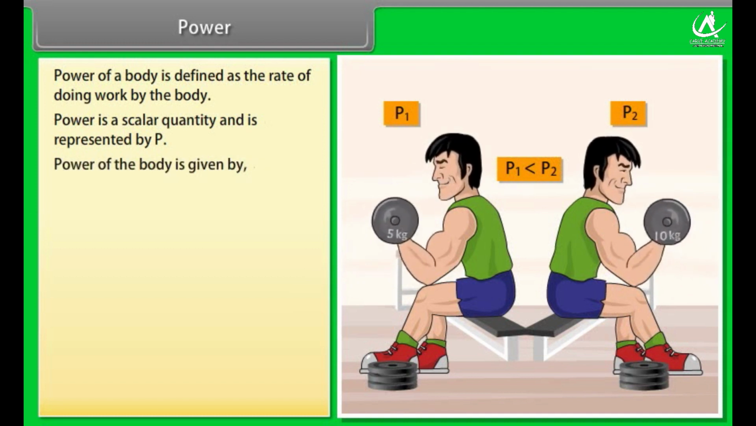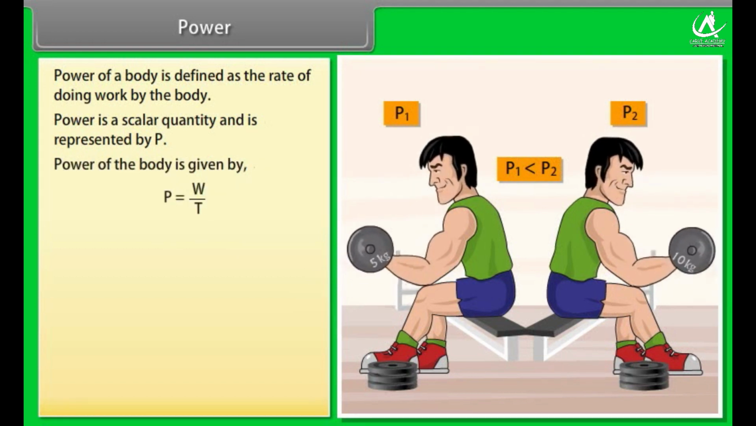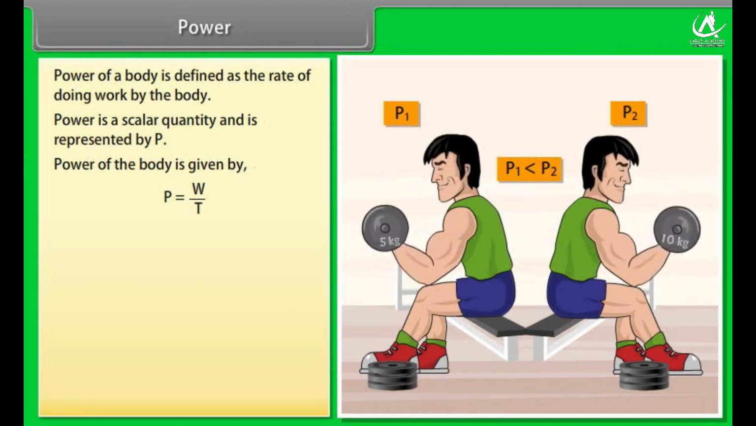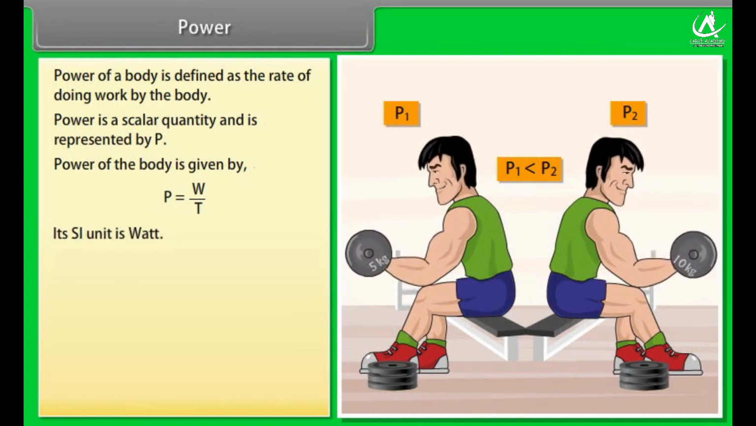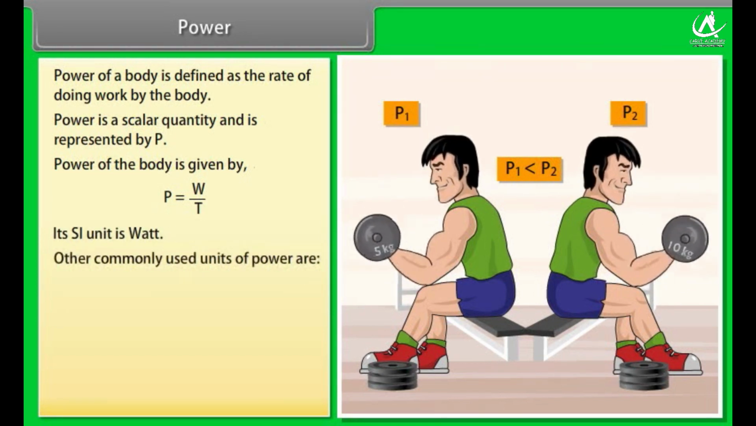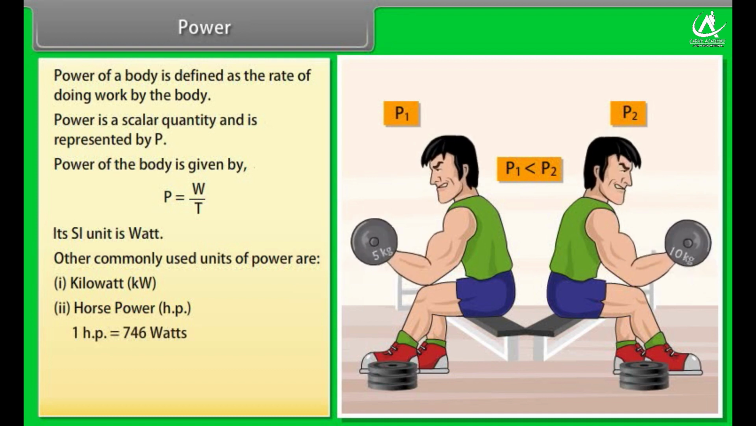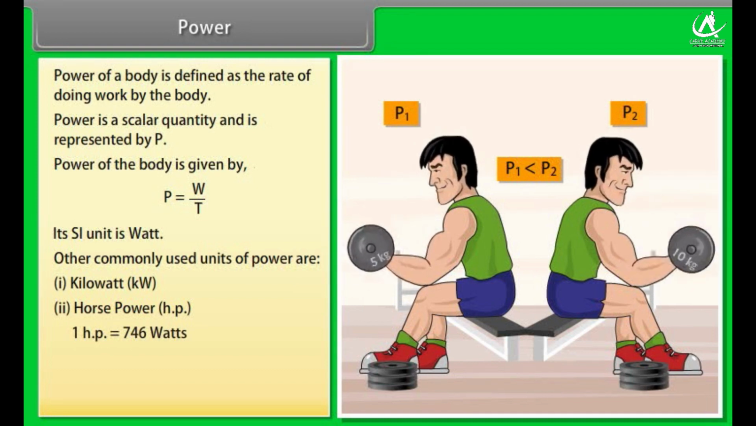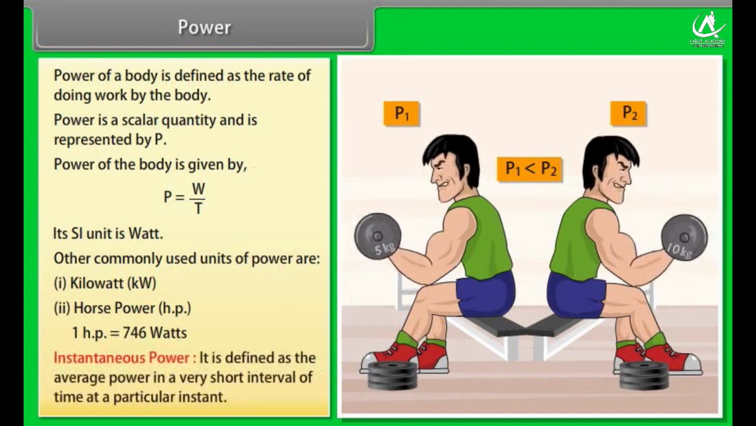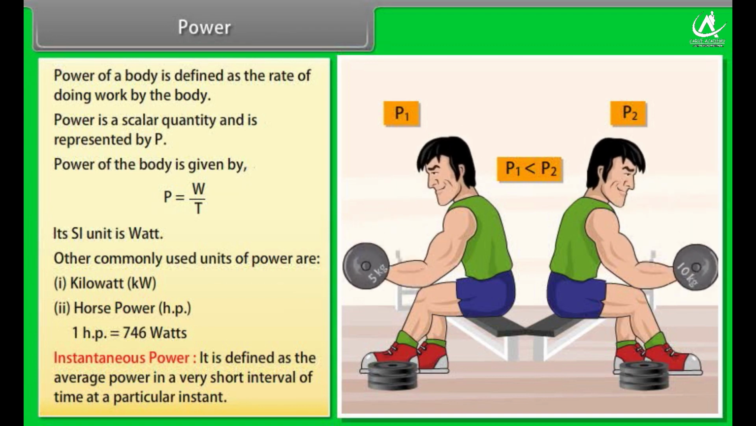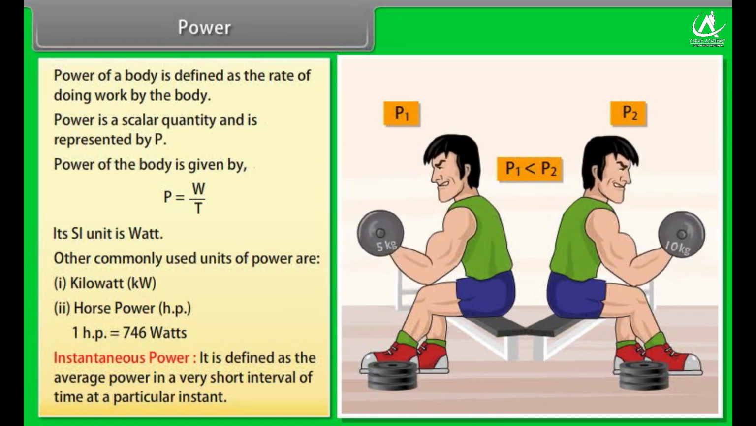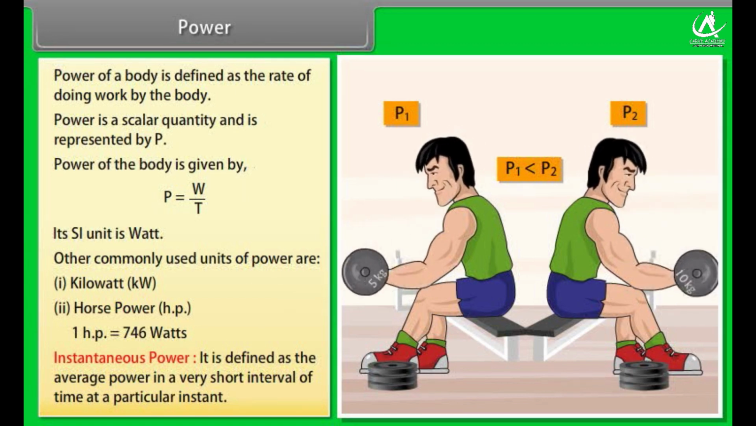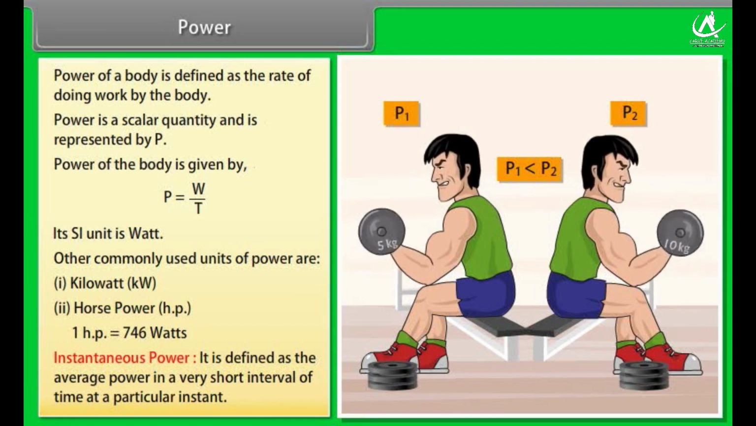Power of a body is given by P = W/t. Its SI unit is watt. Other commonly used units of power are kilowatt and horsepower. 1 horsepower is equal to 746 watts. Instantaneous power is defined as the average power in a very short interval of time at a particular instant.